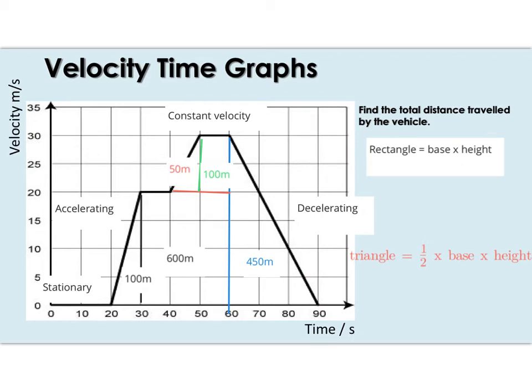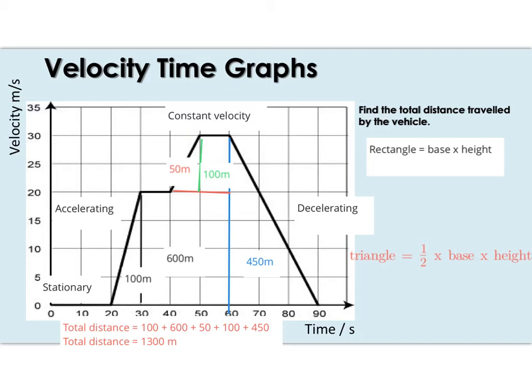Now the total value for my total distance will be 100 plus 600 plus 50 plus 100 plus 450. So you can see at the bottom of the screen now, I've added that calculation in. You can see what I've done there. 100 plus 600 plus 50 plus 100 plus 450 will give me my total distance travelled as 1,300 meters.